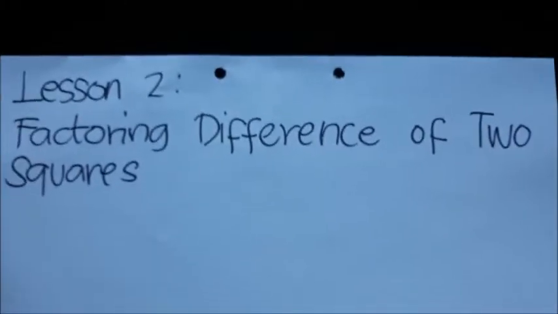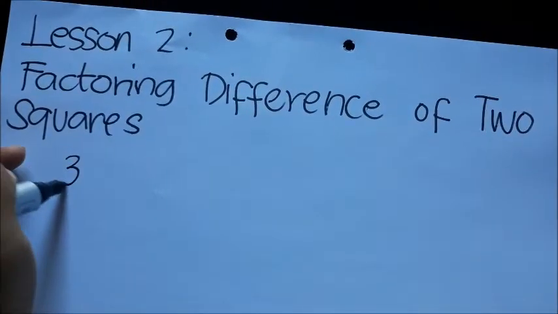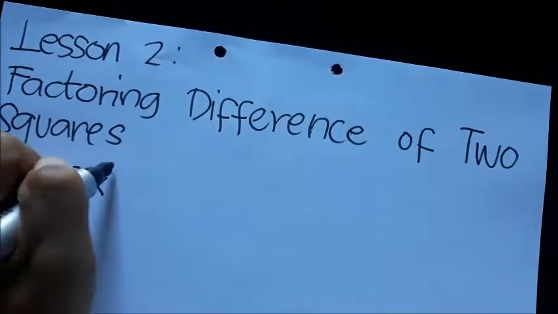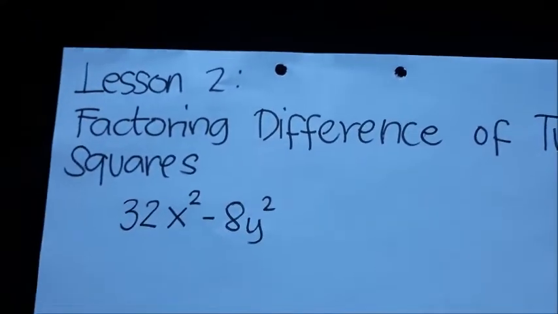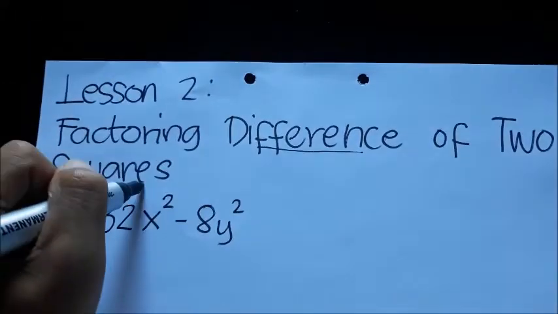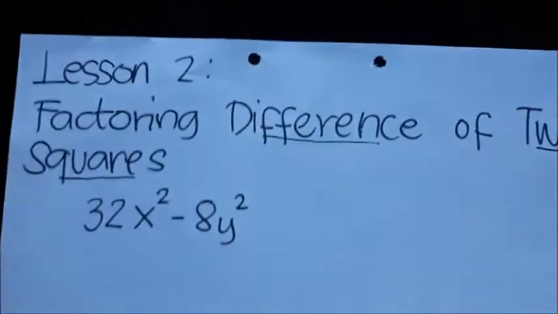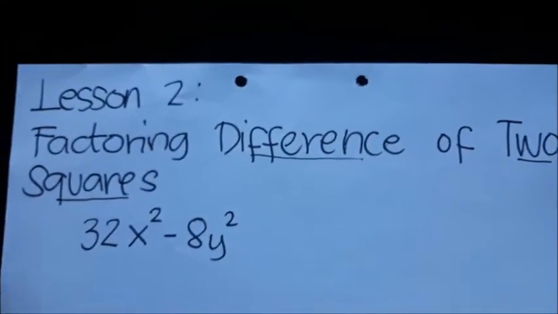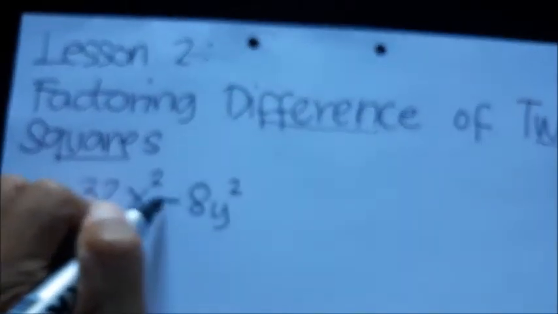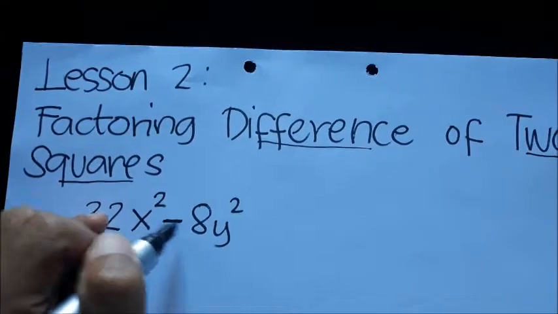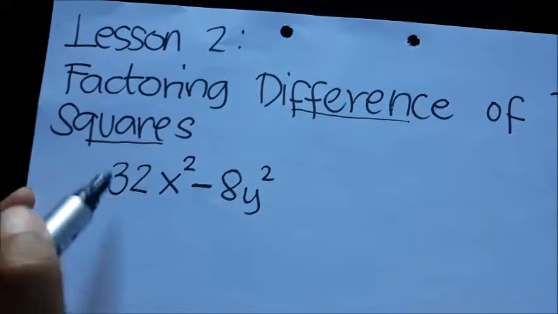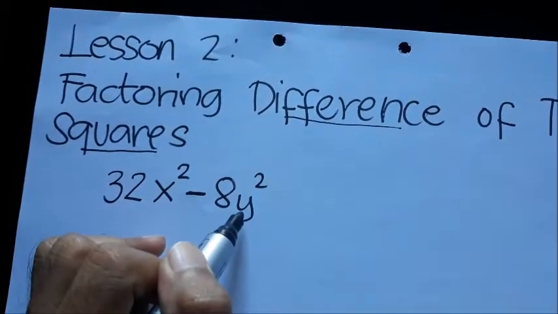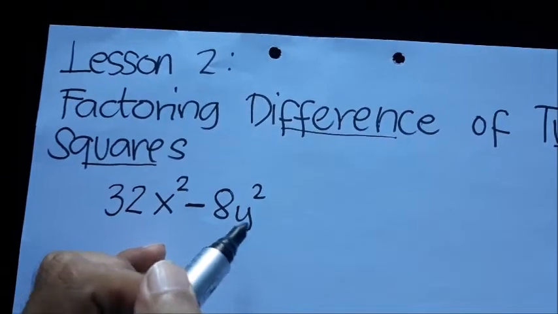Okay, so we are now in lesson 2, factoring difference of two squares. Let's say for instance we have 32x squared minus 8y squared. Okay, so difference of two squares. Kailangan nyo lang tandaan that a binomial should be difference. It means that the operation is subtraction. Kaya kung addition ito, hindi siya pwedeng i-factor out. Two squares, because yung binomial should be yung first term and then yung second term. First term, second term are both perfect squares.